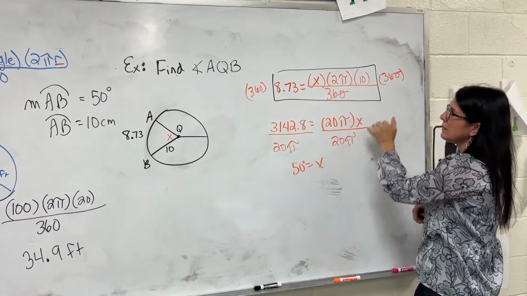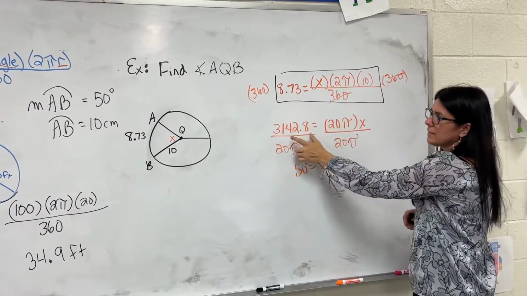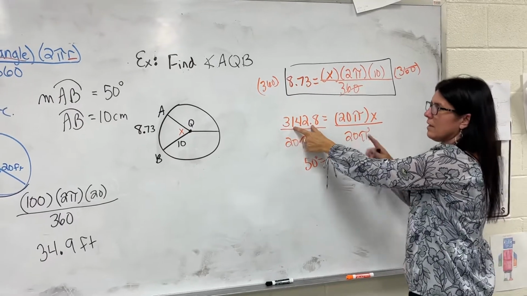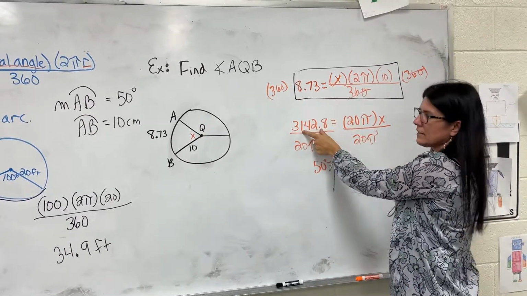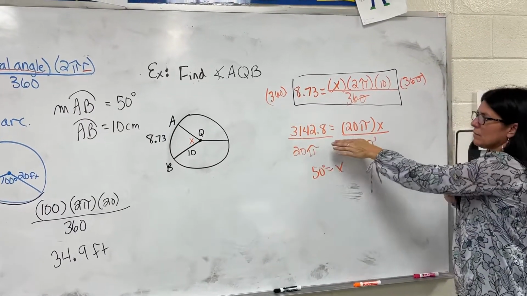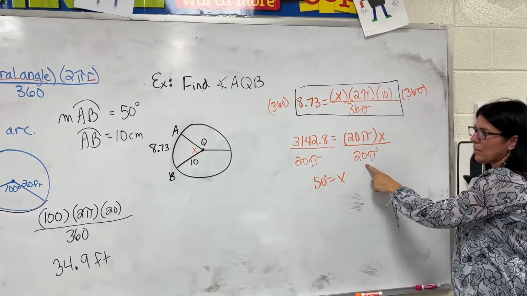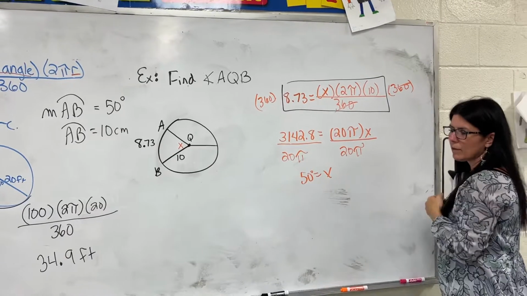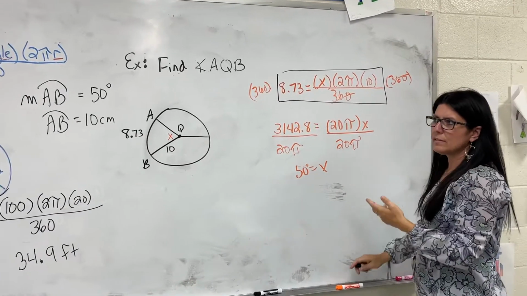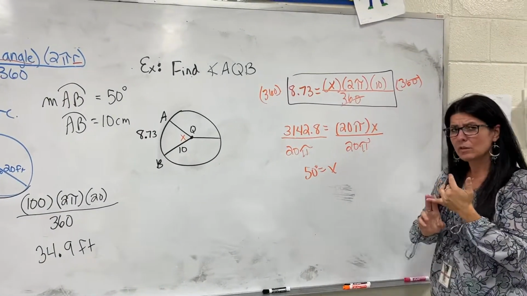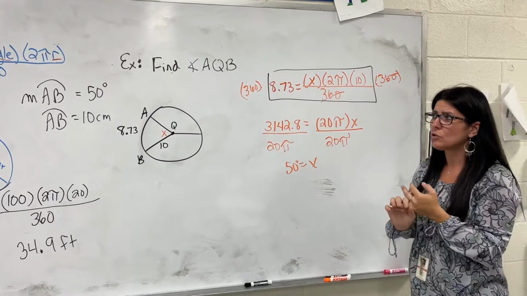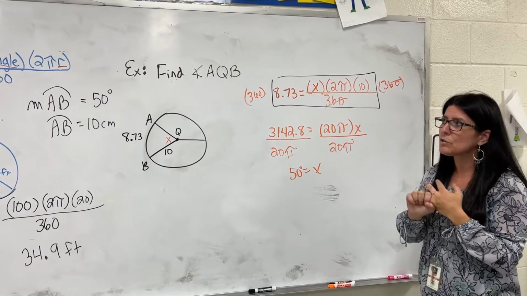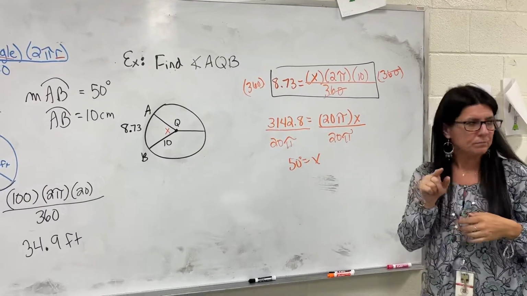The first thing I did was multiply both sides by 360. That's where this number came from. 8.73 times 360 gives me this. And I need to divide by 20 pi on both sides to get that x by itself, which gives me that central angle of 50. So in this section, I want you to be able to know exact circumference and finding a partial circumference, which is an arc length.